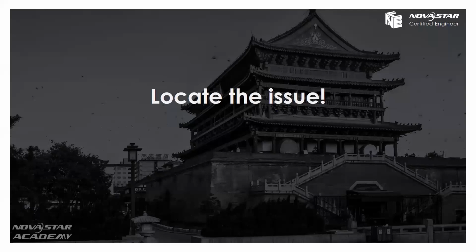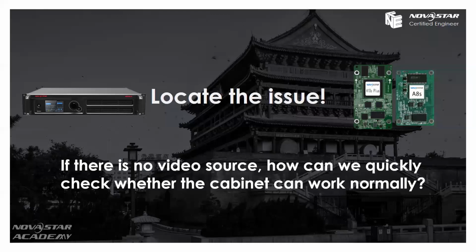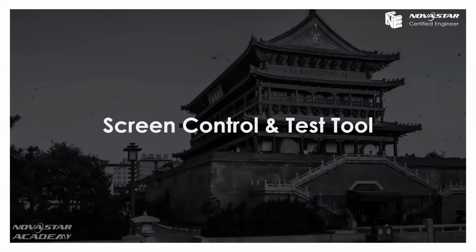So we need to locate whether the problem happens on the sending card side or on the receiving card side, right? But sometimes when we're on site, the conditions are not enough. For example, if there is no video source, how can we quickly check whether the cabinets can work normally or not? Do we have any ideas? So next, I will share some useful functions which can help you troubleshoot, which is the screen control. I also put the tester 2 here because these two functions are similar in some parts, but they are different. So let's see them one by one.